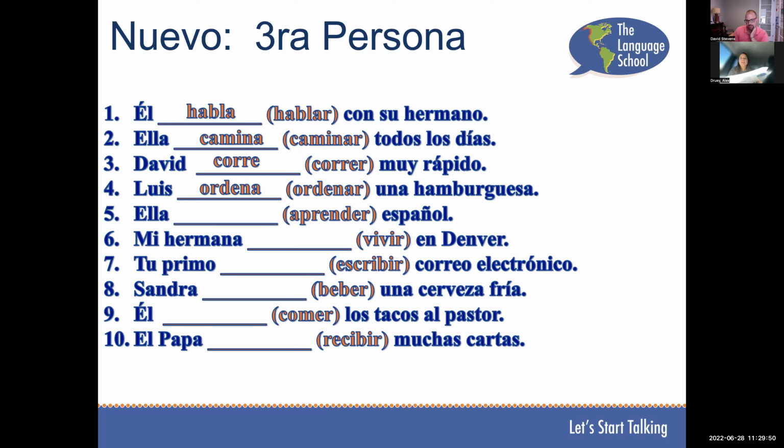Ella aprende español. Mi hermana vive en Denver. Tu primo escribe correo. So, cuidado, it's not tú, it's tu primo. Primo means cousin. So we're saying your cousin, not you, but your cousin writes. Tu primo escribe correo electrónico. Good. Sandra bebe una cerveza fría. Él come los tacos al pastor. El papa recibe muchas cartas.